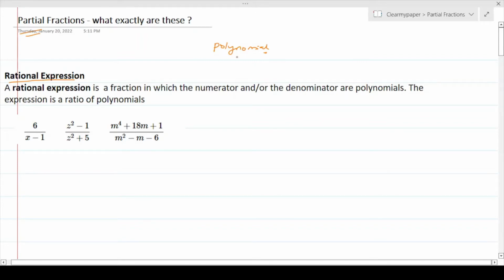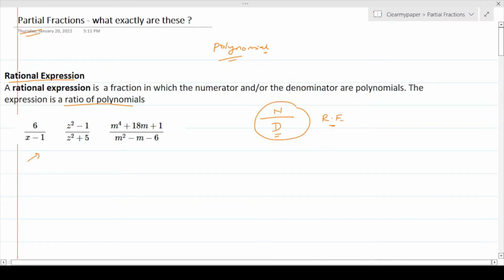A rational expression is nothing but a ratio of two polynomials. There is some polynomial in the numerator and there is some polynomial in the denominator, and this whole expression is called a rational expression. That's what it means in simple language, okay? And I put some examples over here.